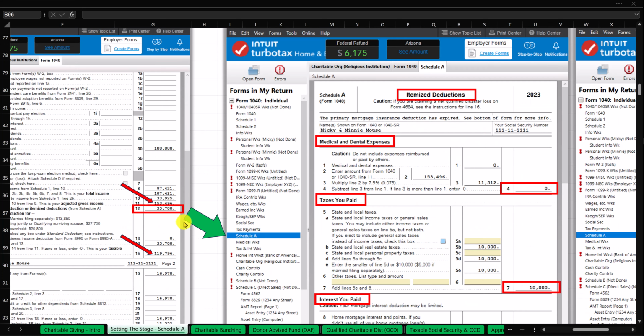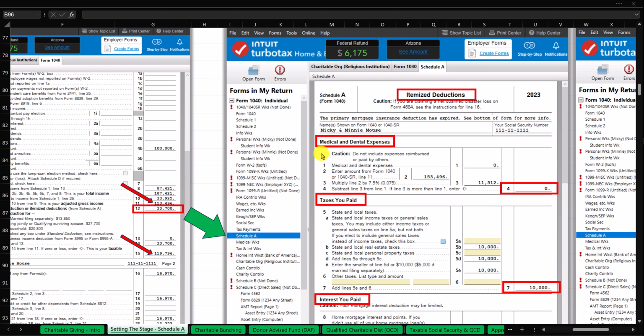All right, so now let's follow this arrow over here to Schedule A so we can see what the details are that make up this $33,700. So here's our Schedule A right here. As you know, this is our itemized deduction schedule. Now earlier I said there were 4 kinds of itemized deductions. We've only talked about 3 of them so far. Here's the 4th one right here, medical and dental expenses.